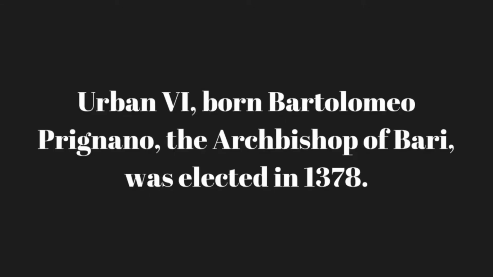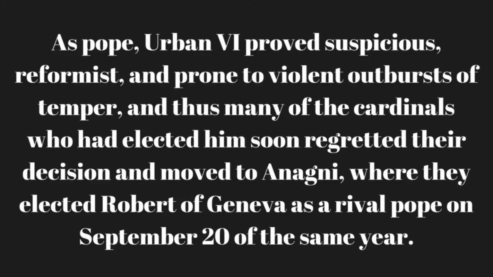Urban VI, born Bartolomeo Prignano, the Archbishop of Bari, was elected in 1378. As pope, Urban VI proved suspicious, reformist, and prone to violent outbursts of temper, and thus many of the cardinals who had elected him soon regretted their decision and moved to Avignon, where they elected Robert of Geneva as a rival pope on September 20th of the same year.